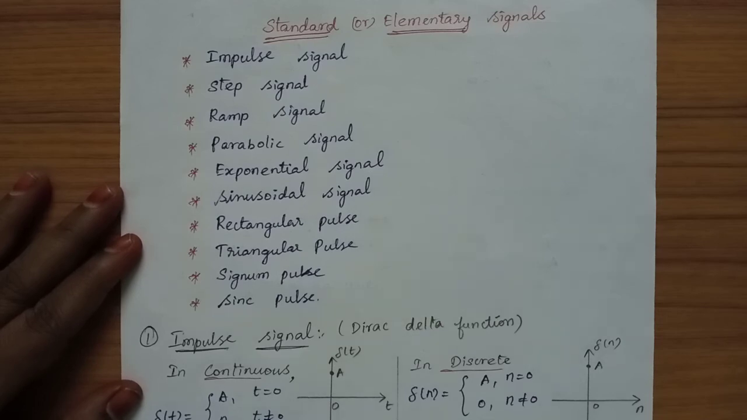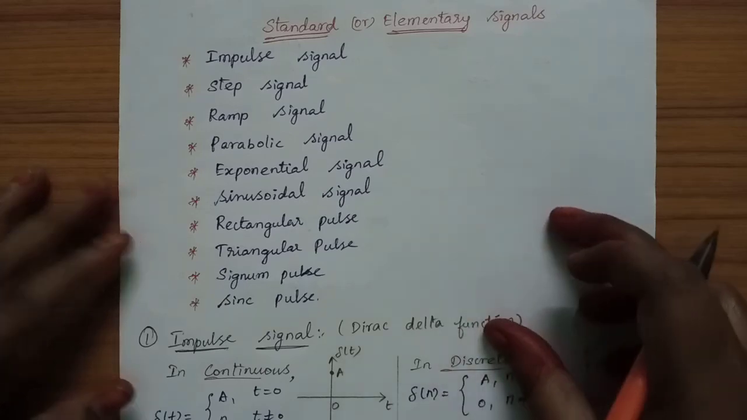So standard signals play a very important role in signals and systems. They serve as basis functions to represent other signals. That is, we can represent other signals in terms of these standard signals, and also we can use the standard signals as testing signals to analyze the systems. So it is very important to know the mathematical and graphical representation of each and every standard signal. Let's see one by one.